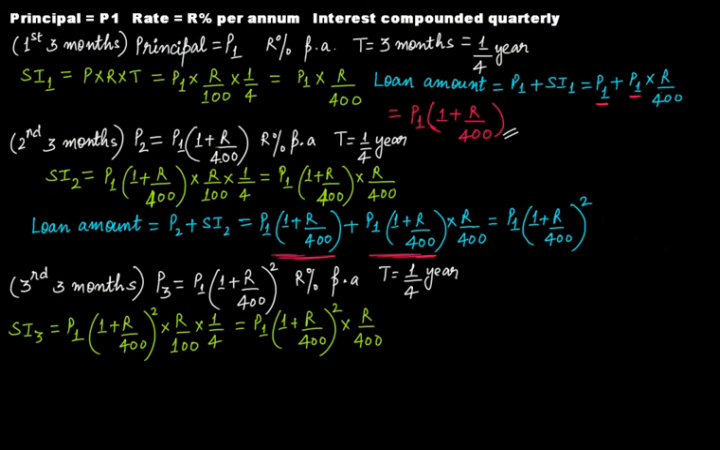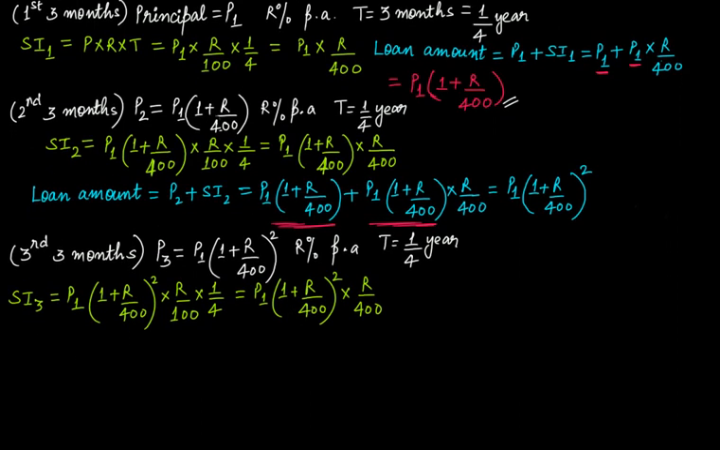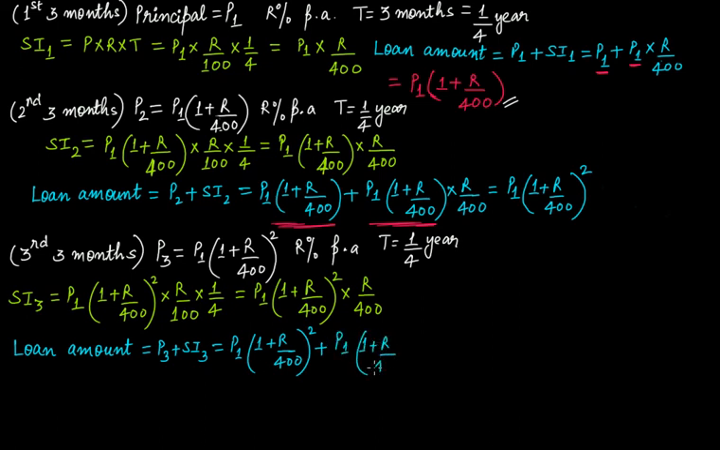So if this is the simple interest for the third period of 3 months, what will be the loan amount at the end of this third period of 3 months? This will be the loan amount. So this loan amount is equal to P3 plus SI3. What's P3? P3 is P1 multiplied by 1 plus R by 400 squared, plus SI3, which is P1 multiplied by 1 plus R by 400 squared multiplied by R by 400.